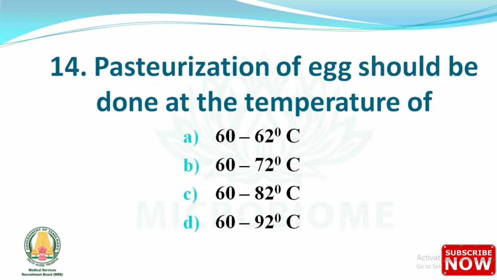And next, pasteurization of egg should be done at the temperature of, the options, 60 to 62 degrees Celsius, 60 to 72 degrees Celsius, 60 to 82 degrees Celsius, 60 to 92 degrees Celsius. The right answer, option A, 60 to 62 degrees Celsius.